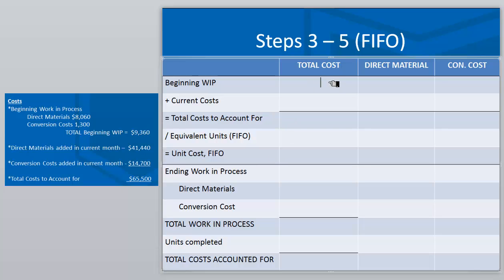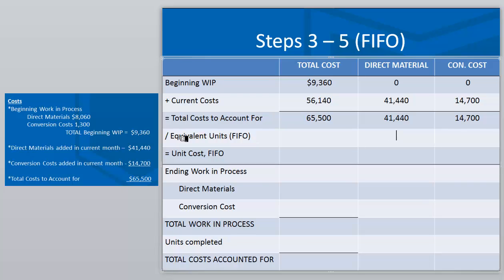Are we all set? Okay. Total cost, beginning WIP, we're at 9,360. Now again, the difference in FIFO, we're going to put a 0 for direct material and conversion cost. In FIFO, we ignore the beginning WIP. We're only concerned with things that were started and completed in the current month. So current month cost, just like before, 41,440, 14,700, gives me a total of 56,140. Total costs to account for are still the same, 65,500, and we just carry down our direct material and conversion cost.